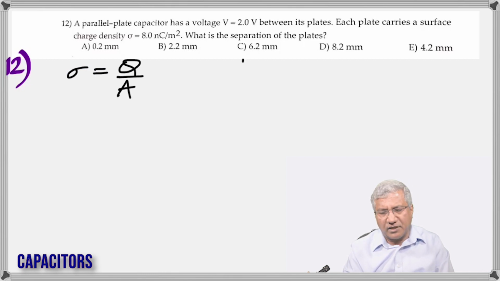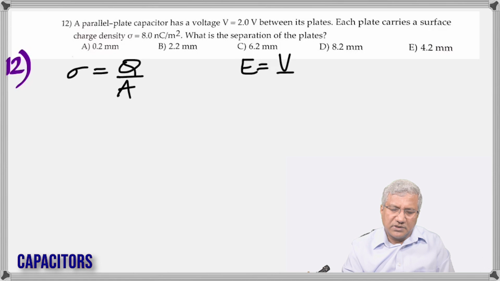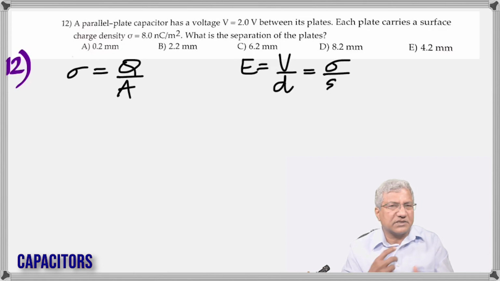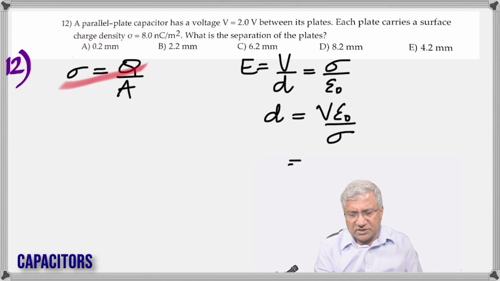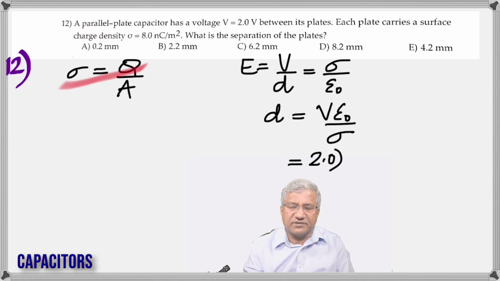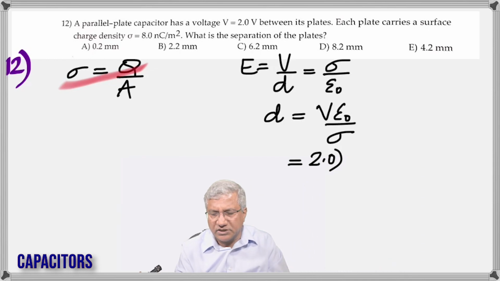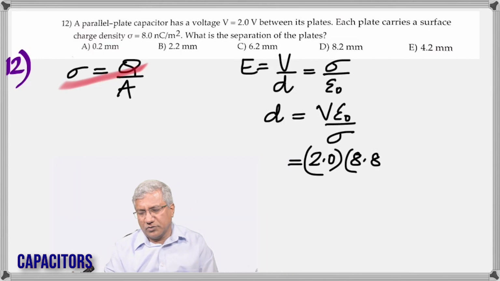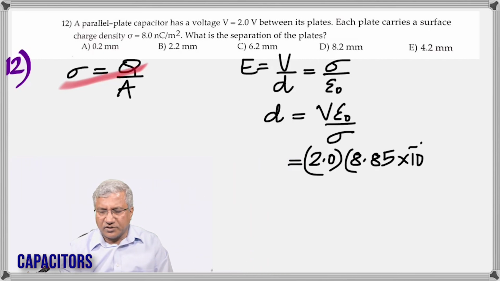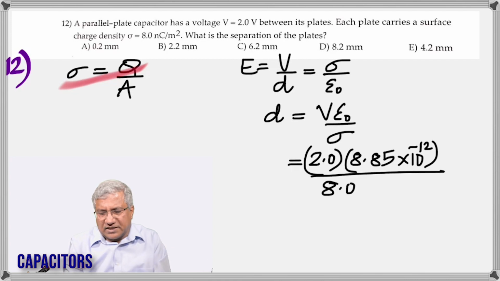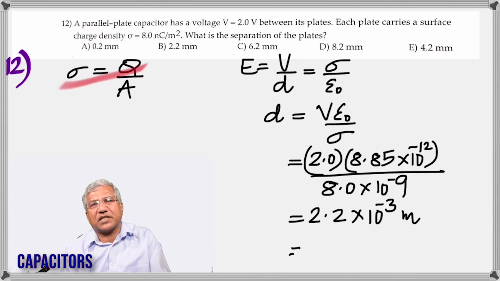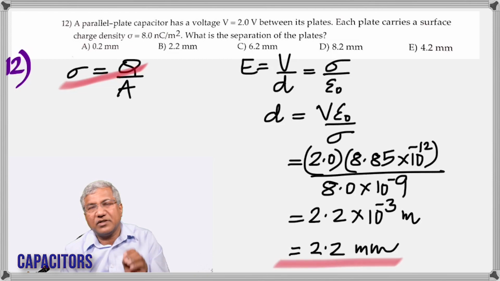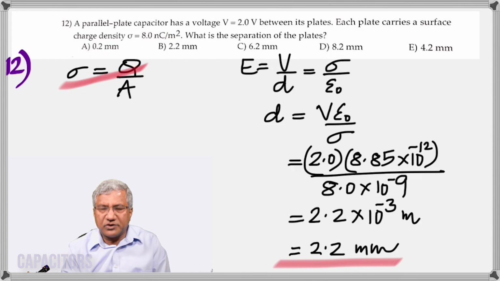Sigma is Q by A. E is V by D. All of these relations. And then, I'm not using that. I'm just going with E is equal to V by D, sigma by epsilon naught, from which D is what? 2.0 times 8.85 times 10 to the negative 12 by sigma. I noticed that sigma is directly given, so there was no need of using the other one. Just straight away, get the distance between the plates. Remember, the distance between the capacitor plates is always small, so when you get the answer, it must be small. Okay, so get 2.2 millimeters.